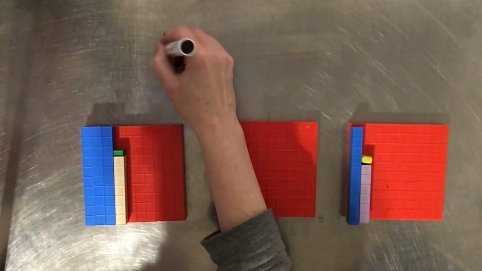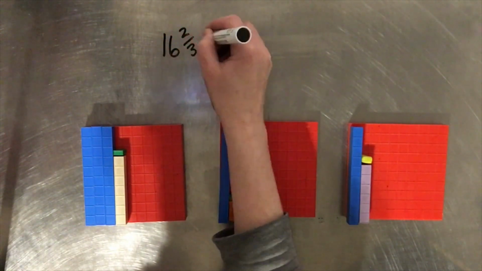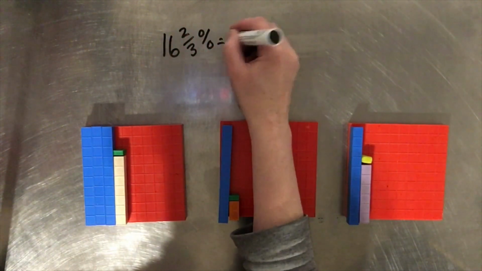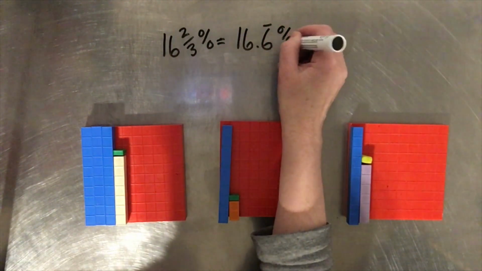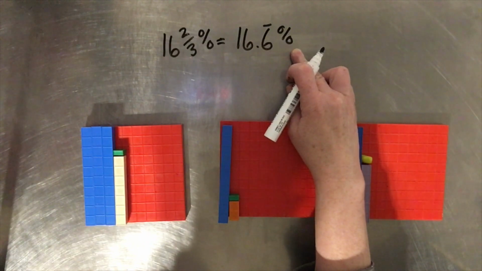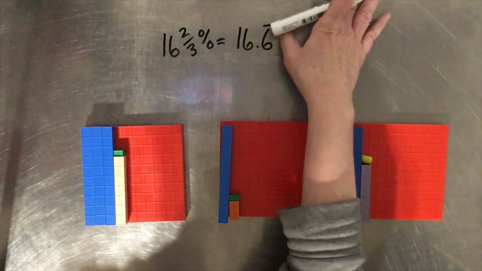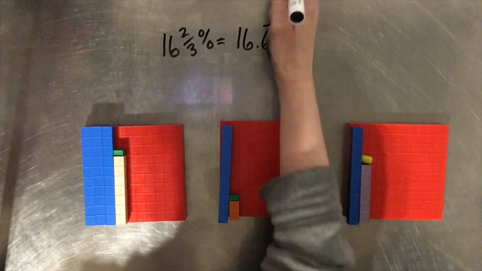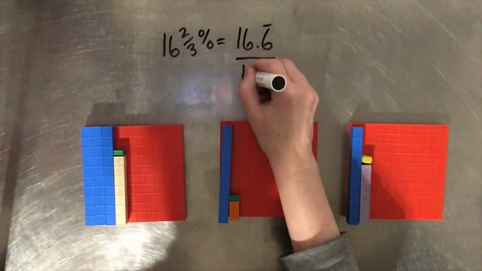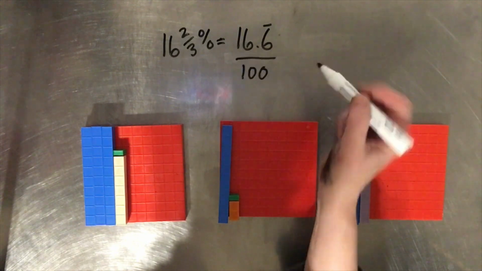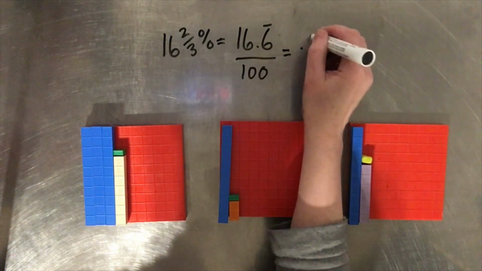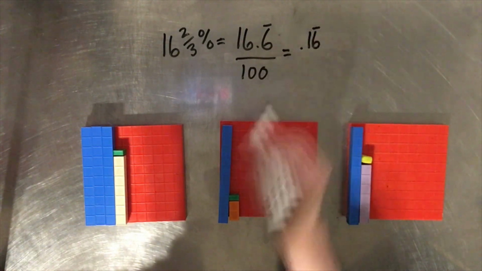Okay, and then over here, we've got 16 2/3%, which is the same as 16.6 repeating percent. There's our 100, 1 and 2 zeros. We're going to take it, rearrange it and put it on the bottom. And that tells us that we're going to move that decimal place 2 places to the left, which means we're going to have 0.16 repeating.